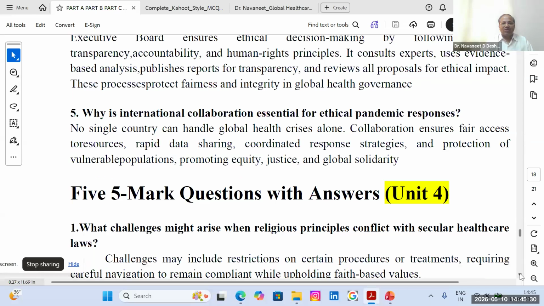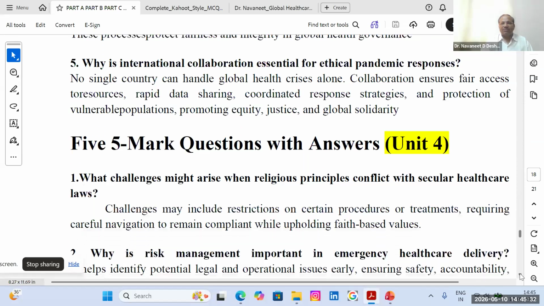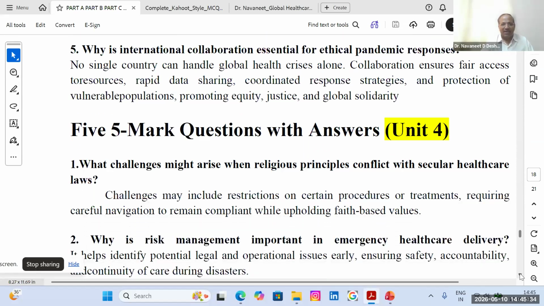Why is international collaboration essential for ethical pandemic responses? No single country can handle a global healthcare crisis alone. Collaboration ensures fair access to resources, rapid data sharing, coordinated response strategies, and protection of vulnerable populations, promoting equity, justice, and global solidarity.